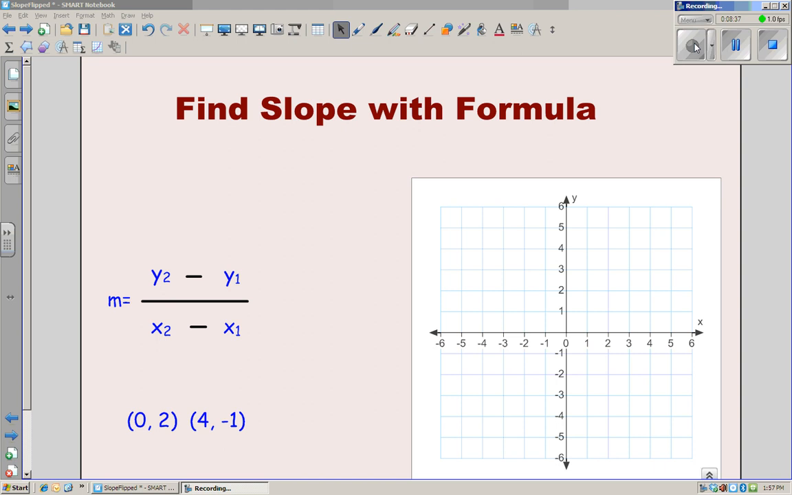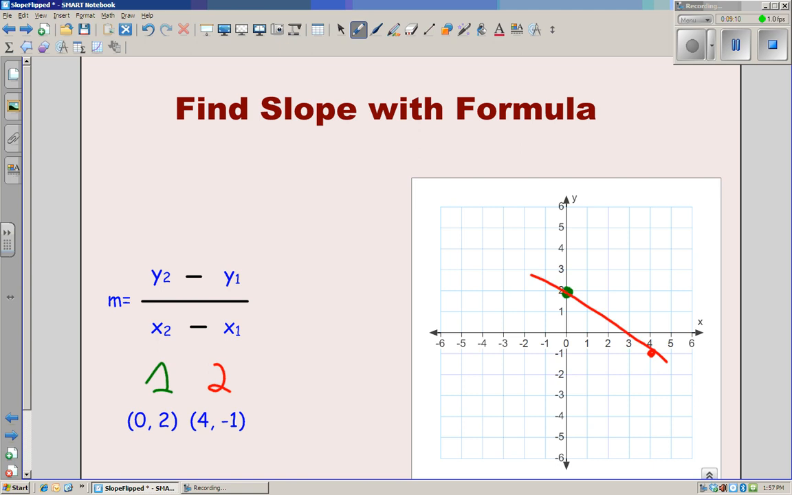Let's begin by graphing our ordered pairs. There's our first one, and here is our second one. My first ordered pair is you go over 0 and down, or excuse me, up 2, since it's a positive 2. There's number 1. Number 2, I go over 4 and down, whoops, I forgot my y. You go over 4 and you go down 1. There is my line right there.